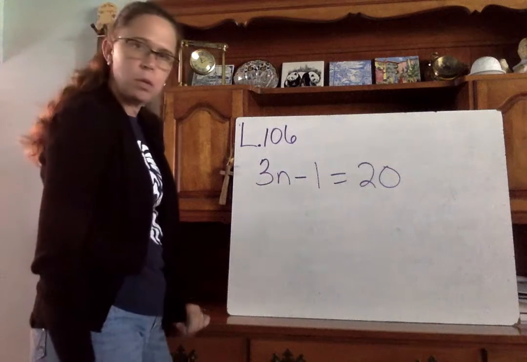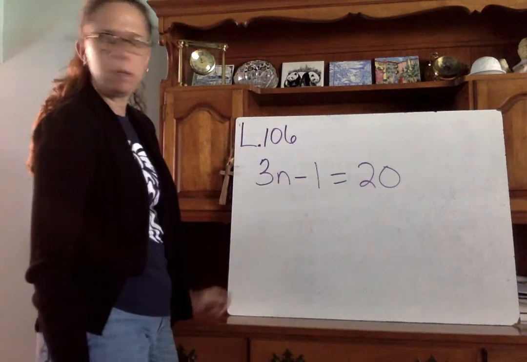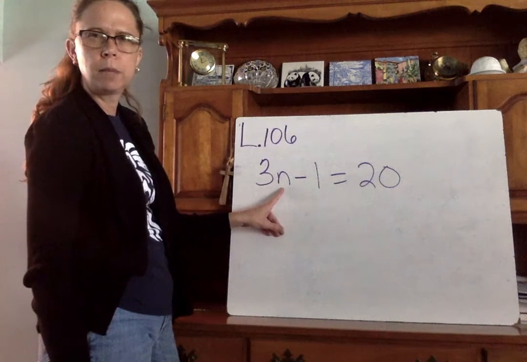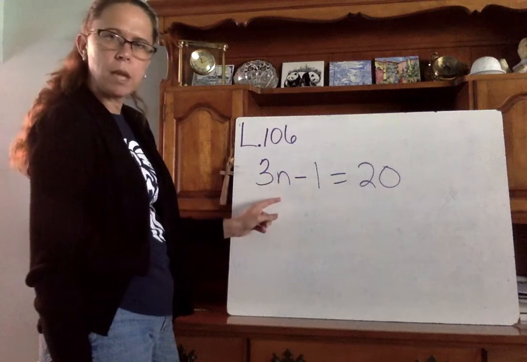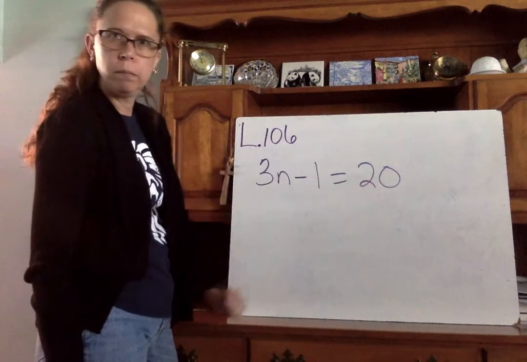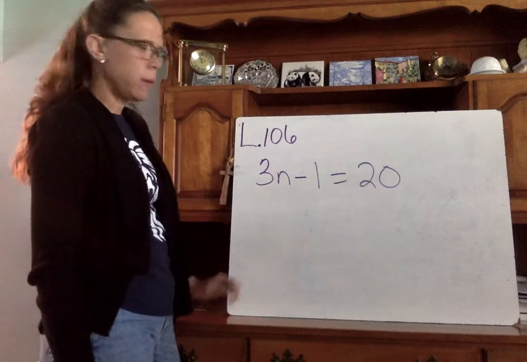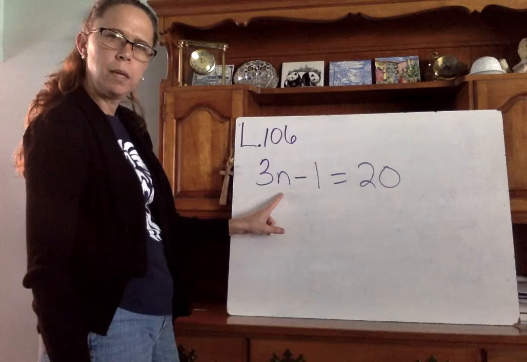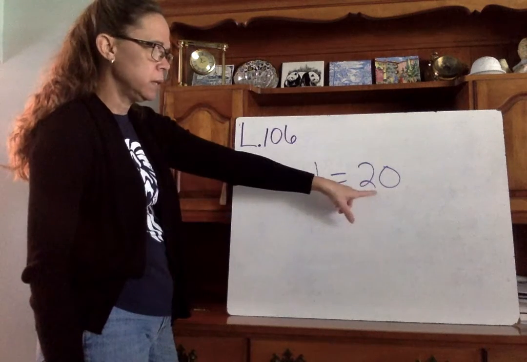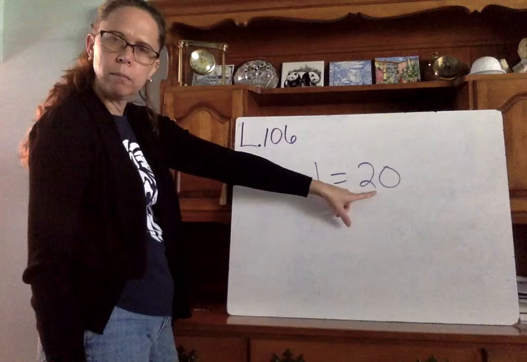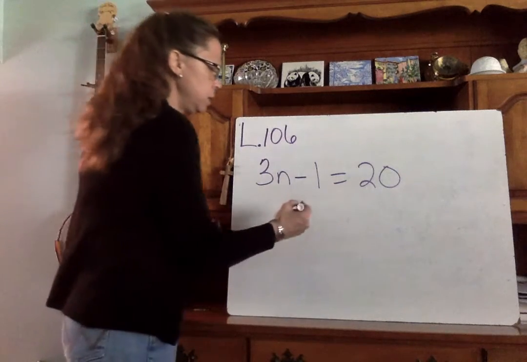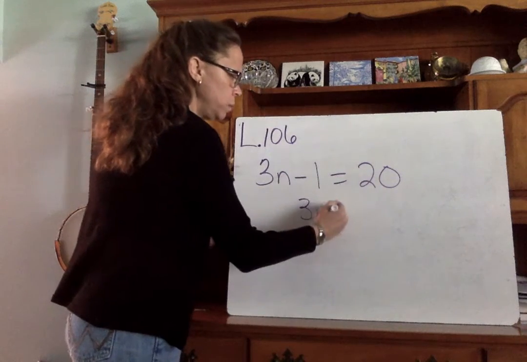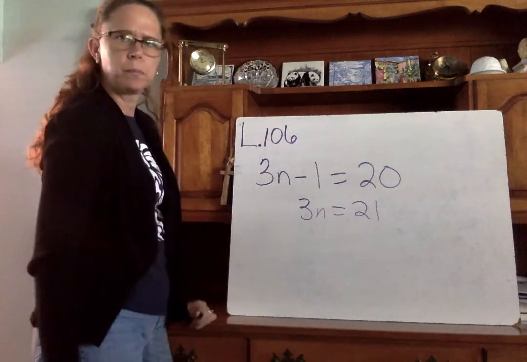3n minus 1 equals 20. Let's think about what this means. That means we have 3 times some number, and if we multiply those together and then take away 1, we get 20, okay? So let's think about that. What if I said, I'm going to multiply 3 times some number. If I didn't take away 1, then this answer would be 1 bigger, right? So that means that if I just have 3 times some number, if I didn't take away the 1, this answer would be 1 bigger, which is 21, okay?